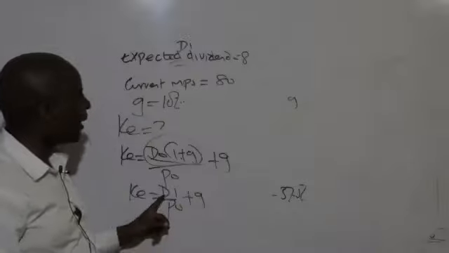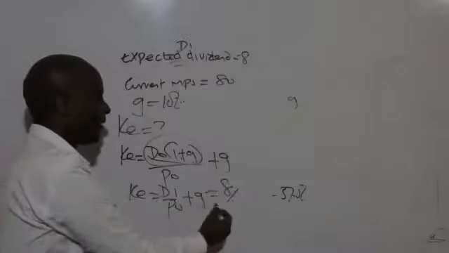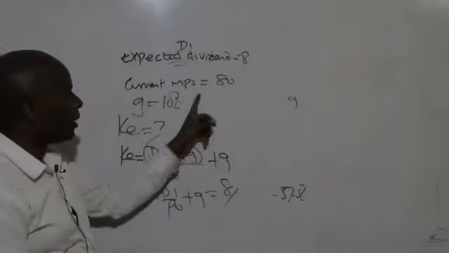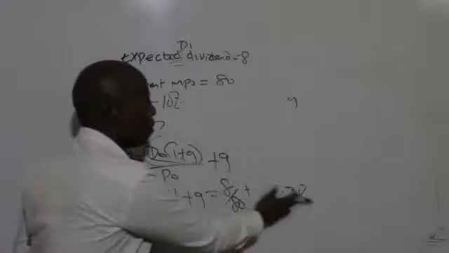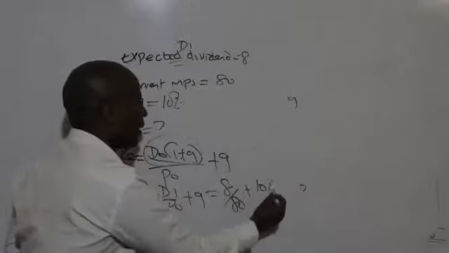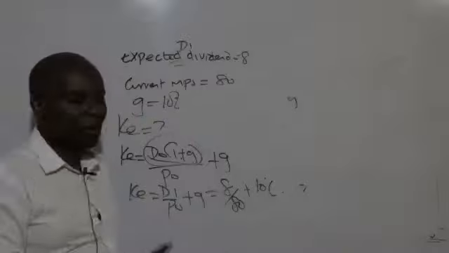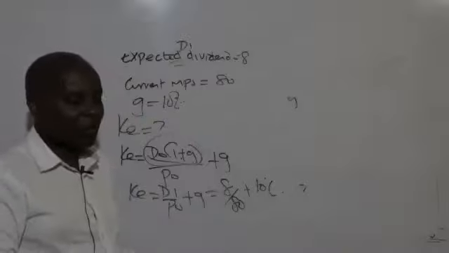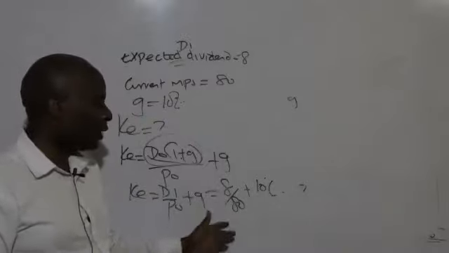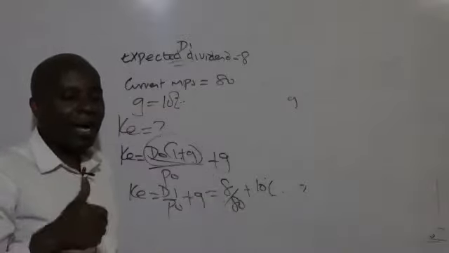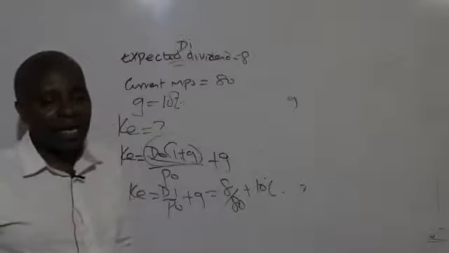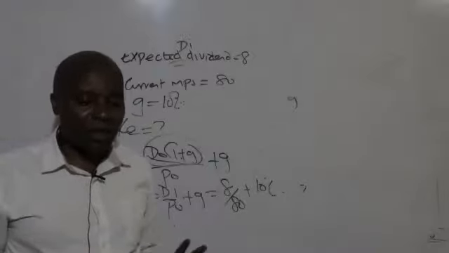So the D1 is 8. P0 happens to be 80, plus the growth rate, which happens to be 10%, the same as 0.1. So then could you kindly give me the final answer? It will be 8 over 80, that's 10%, plus 10%. That gives us 20%.